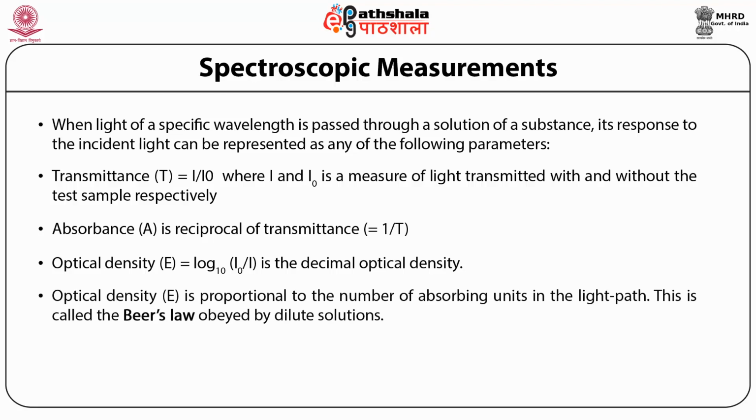Optical density is proportional to the number of absorbing units in the light path. So fairly dilute solutions follow this proposition, and this is called Beer's law. The other method for the evaluation of spectroscopic data is by extinction measurements.